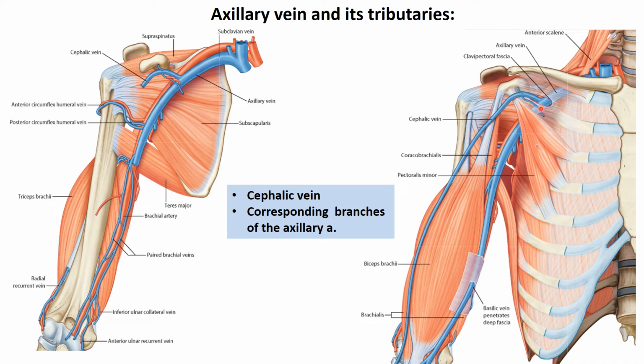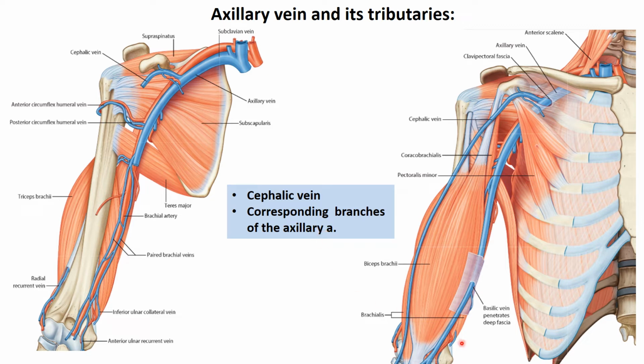Okay, and all other branches that the axillary artery gives, the axillary vein will have corresponding branches, tributaries with the corresponding name. Like you see the anterior circumflex artery here, and the one going posterior is the posterior circumflex artery. Similarly, this one is in the anterior direction, which follows the anterior circumflex artery. We call it the anterior circumflex vein, and the one that follows the posterior circumflex artery, we call the posterior circumflex vein. So when we talk about the tributaries of the axillary vein, we say it's the cephalic vein and the corresponding branches of the axillary artery.